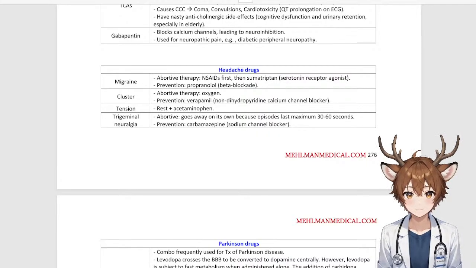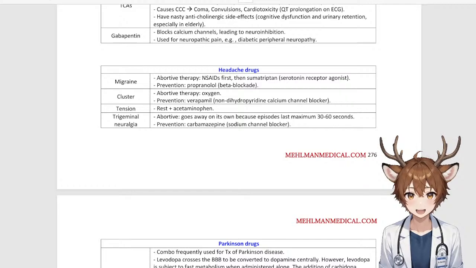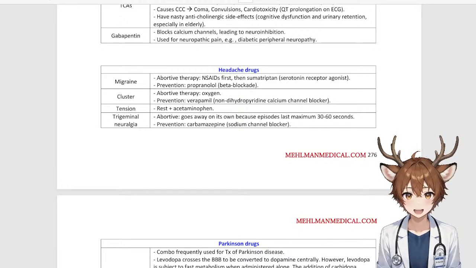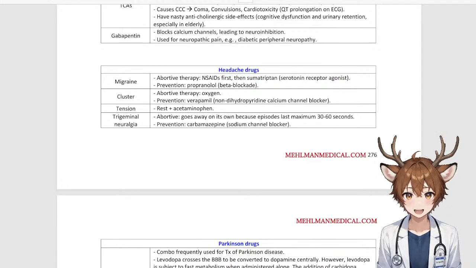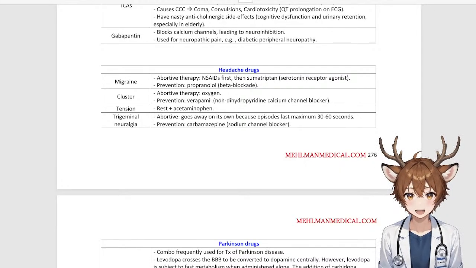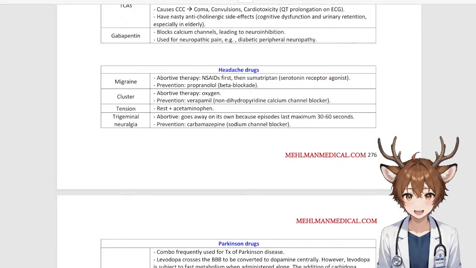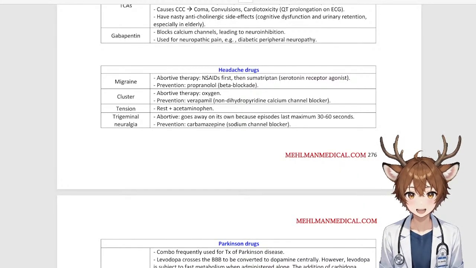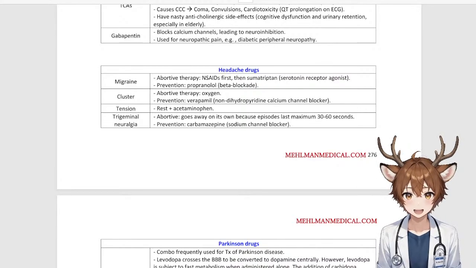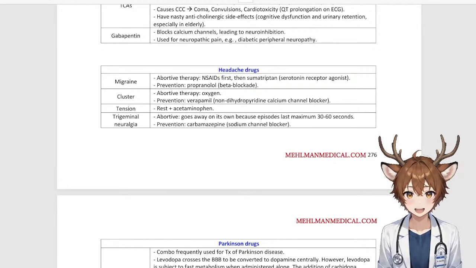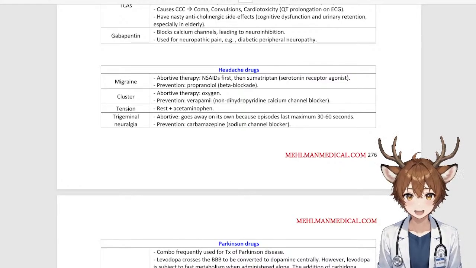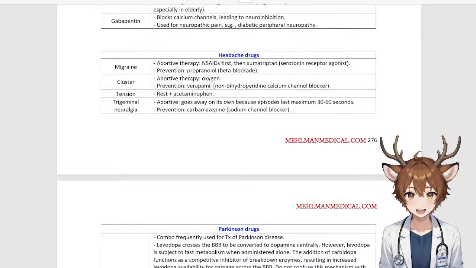Headache drugs. Migraine: abortive therapy is NSAIDs first, then sumatriptan, a serotonin receptor agonist. Prevention would be propranolol, beta blockade. Cluster headaches: abortive therapy would be oxygen. Prevention would be verapamil, a non-dihydropyridine calcium channel blocker. Tension headache would be rest plus acetaminophen. Trigeminal neuralgia: abortive therapy is that it goes away on its own, because the episodes last a maximum of 30 to 60 seconds. Prevention would be carbamazepine, a sodium channel blocker. They're very nasty, though. It's a very nasty thing to have, trigeminal neuralgia.